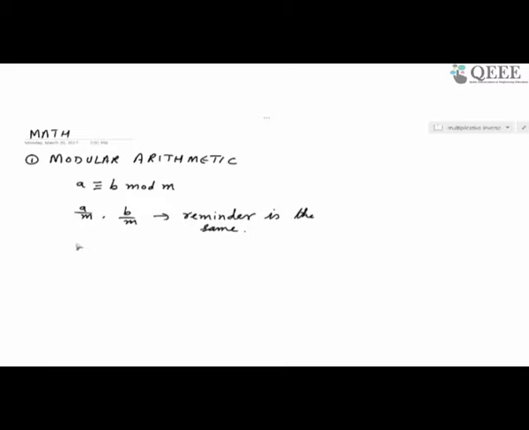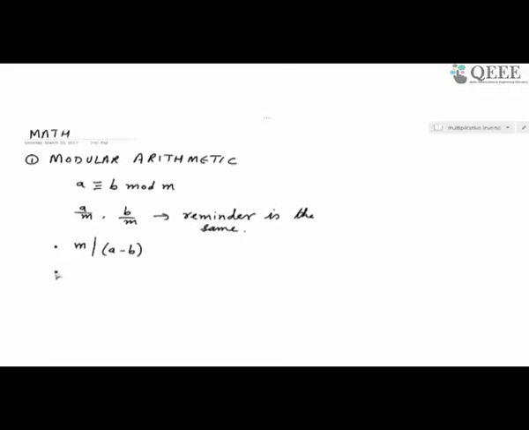We also denoted various other aspects of this. For example, since A is congruent to B mod M, therefore M divides A minus B. What we mean by this is that if you subtract A minus B, it will be perfectly divisible by M, and in such a case it will have a remainder 0.